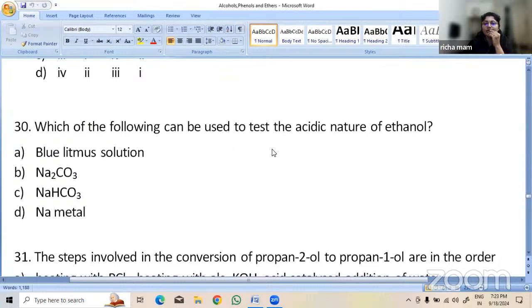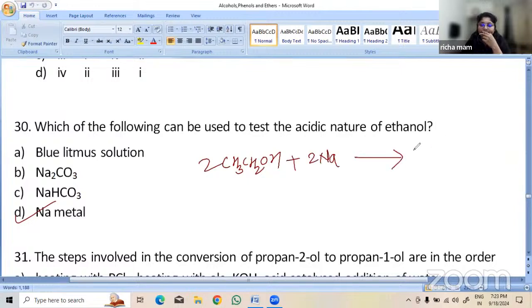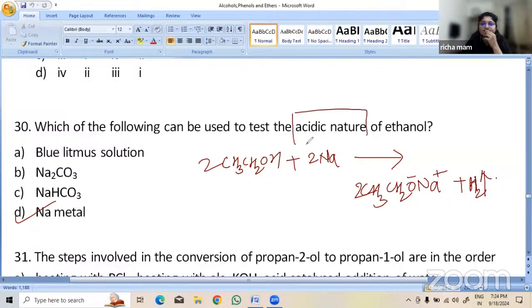Which of the following can be used to test the acidic nature of ethanol? So we can use what? For testing the acidic nature, sodium metal can be used. Remember option D. Because when you take ethanol, that is CH3CH2OH, and treat it with a metal like sodium, you are going to get CH3CH2ONa plus hydrogen gas liberated. So when hydrogen gas is liberated, the acidic nature is detected.